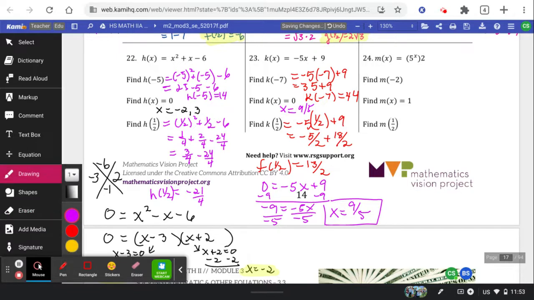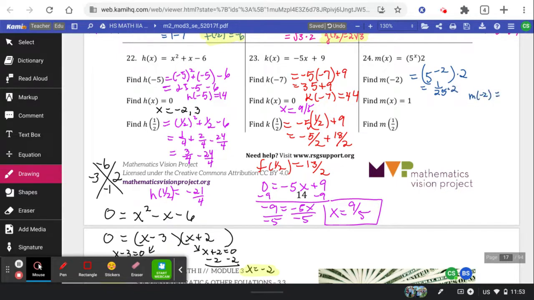Last but not least is another exponential. For this one, we're going to have an input first. It's 5 to the negative 2 power times 2. We know that negative exponents become 1 over 5 squared, or 1 over 25, times 2. So I just get that m of negative 2 is equal to 2/25. Let's plug in a half power. 5 to the 1/2 power times 2 is equal to the square root of 5 times 2, or 2√5.